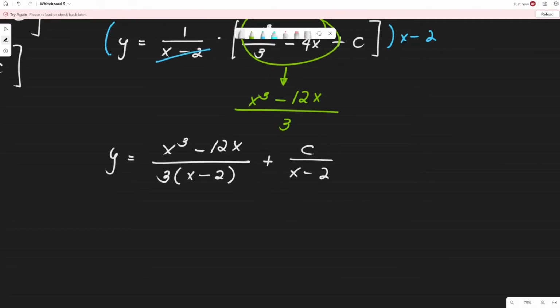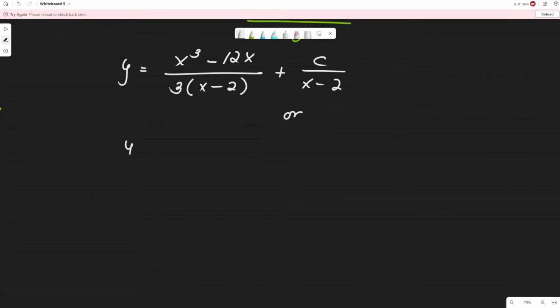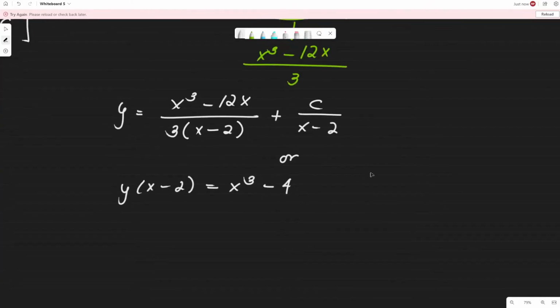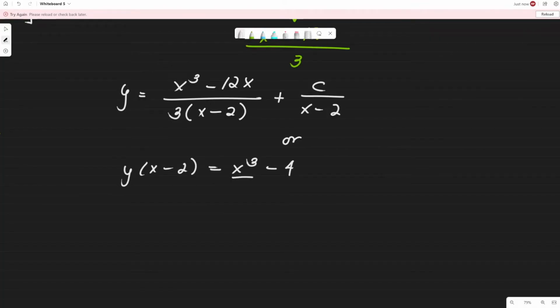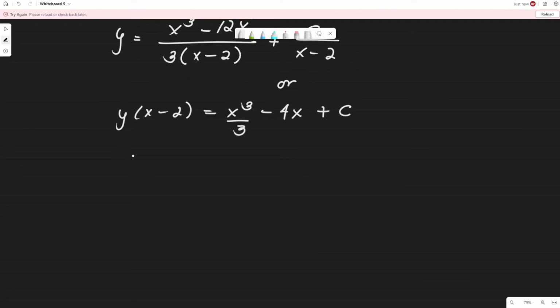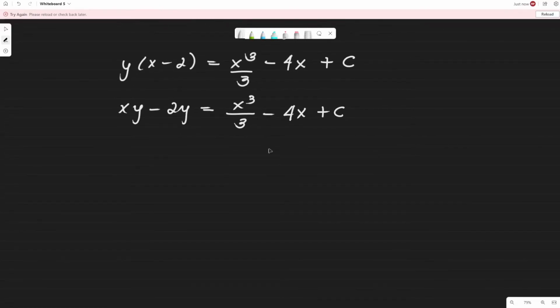So, we'll have y times x minus 2 is equal to x cubed over 3 minus 4x plus c. Okay, then simplify. So we have xy minus 2y is equal to x cubed over 3 minus 4x plus c. When we are expressing answers implicitly, we need all variables on the left side. Yung arbitrary constant na lang maiiwan sa right side. So lipat ko lang to sa kabila. So we'll have xy minus 2y minus x cubed over 3 plus 4x is equal to c.